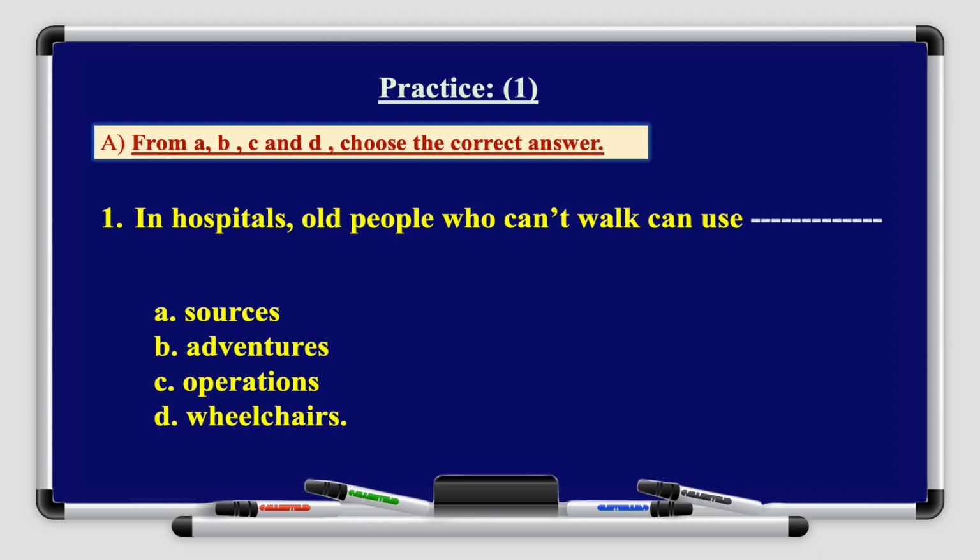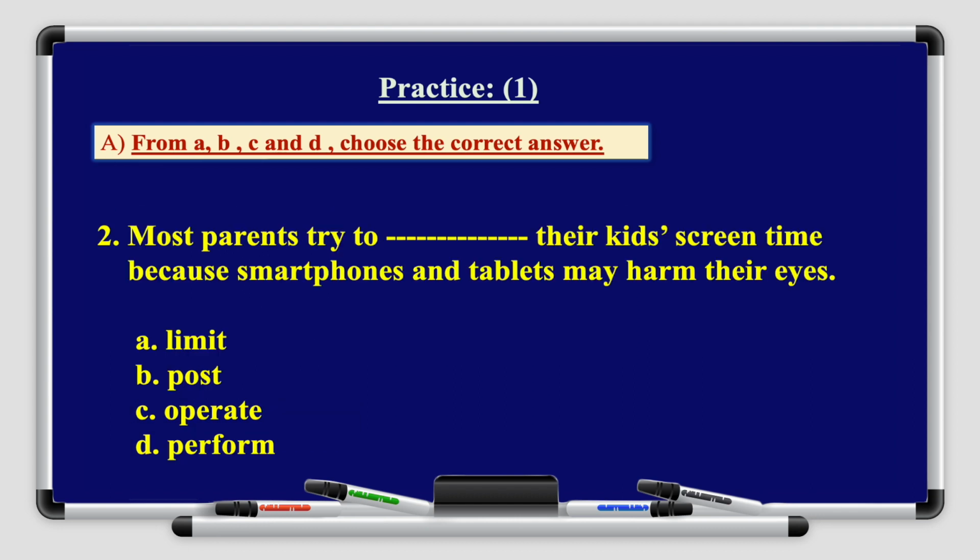In hospitals, old people who can't walk can use A, sources, B, adventures, C, operations, and D, wheelchairs. So what's the answer? It's D, wheelchairs. Who can't walk can use wheelchairs. Next, number 2, most parents try to limit their kids' screen time because smartphones and tablets may harm their eyes. So we have A, limit, B, post, C, operate, and D, perform. So what's the perfect verb here? It's limit.